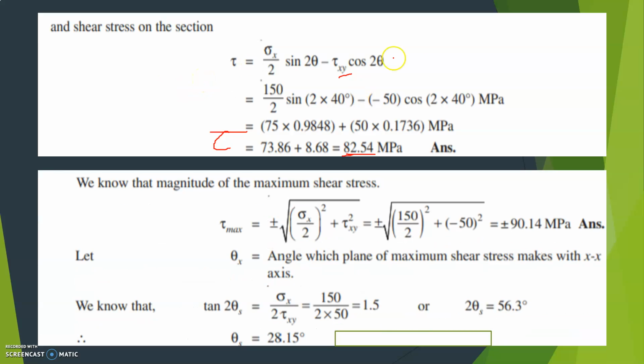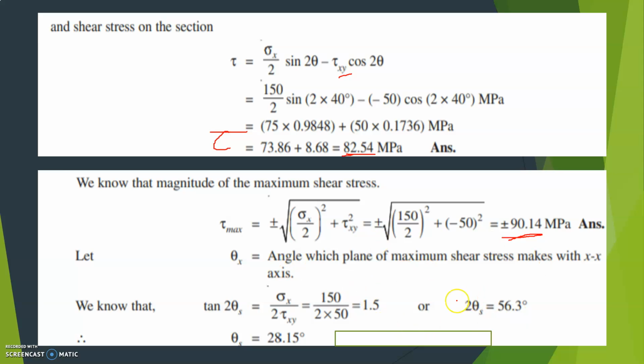Okay, let us find the next one: the magnitude of the maximum shear stress. This is the formula to find the magnitude of the maximum shear stress: plus or minus square root of (sigma x divided by 2) whole square plus tau square xy. Substitute. Sigma x is equal to 150 divided by 2, plus tau xy is minus 50, so square. Simplify this, you get plus or minus 90.14.